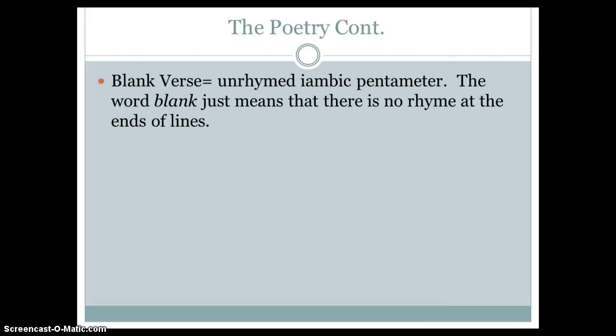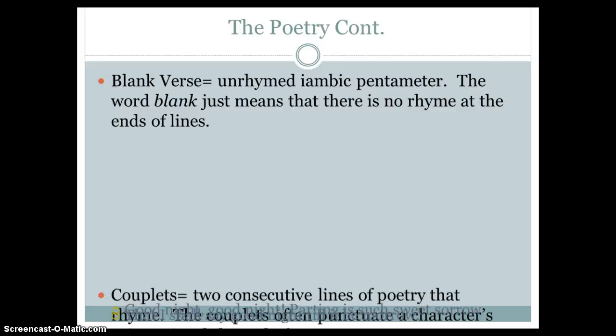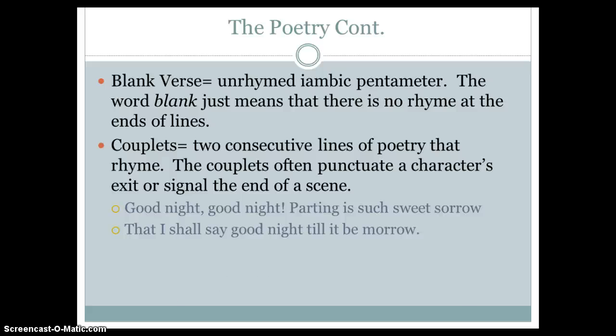Okay, blank verse. Unrhymed iambic pentameter. The word blank just means that there is no rhyme at the end of the lines. Couplets. 2 consecutive lines of poetry that rhyme. The couplets often punctuate a character's exit or signal the end of the scene. Good night, good night, parting is such sweet sorrow, that I shall say good night till it be morrow. Sorrow and morrow. Rhyming couplet.